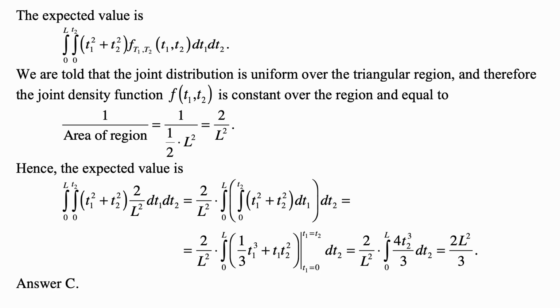The integral of that with respect to T2 is just T to the fourth. So we have T to the fourth over 3 evaluated from 0 to L. Of course, at 0 it's 0, so it's only the value at L that matters, which is L to the fourth over 3. And L to the fourth divided by L squared is L squared, and then 2/3 remains. So 2/3 L squared, which is answer C.